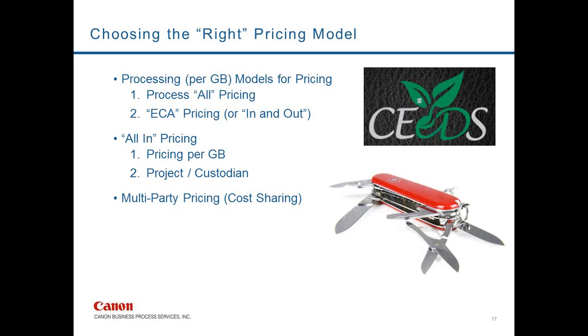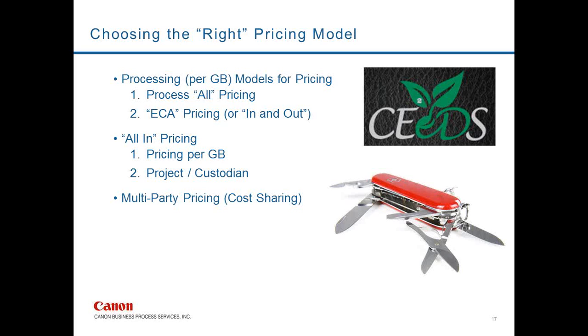So we talked about some of the cost categories before, and some of the ways that you can purchase those services are through a processing model, where it's basically a per-click or per-gigabyte model for pricing, and you'll see that applied in two general ways. You've got process-all pricing, where the idea is you're just extracting all the text and metadata from all of the ESI that you're including in that matter for a set gigabyte price.